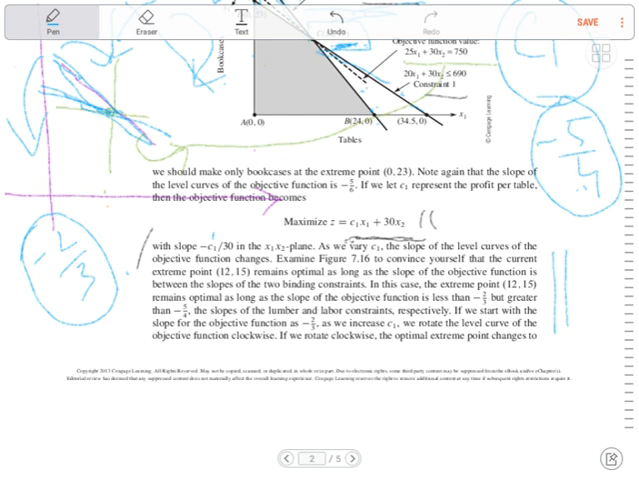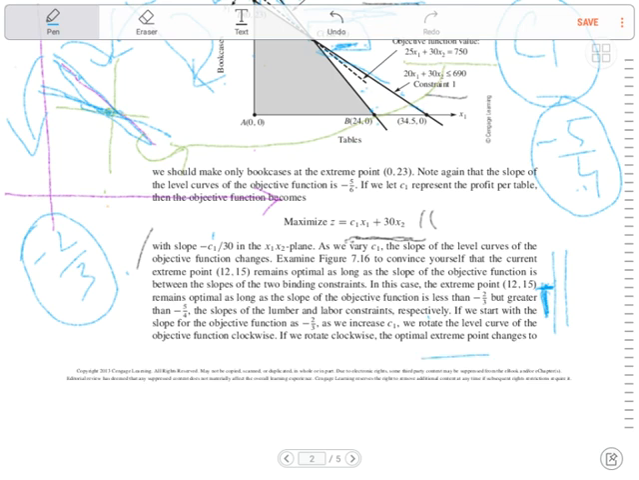So in this case the extreme point remains optimal as long as the slope of the objective function is less than minus 2/3 but greater than minus 5/4. See, as I am restricting this, this remains the optimum. That means this remains the maxima as long as this minus 2/3 and minus 5/4 thing is restricted. So this rotation thing is explained here.